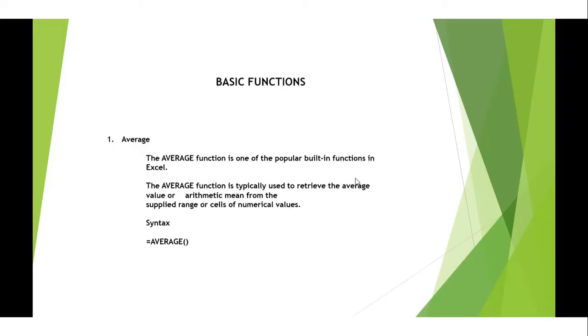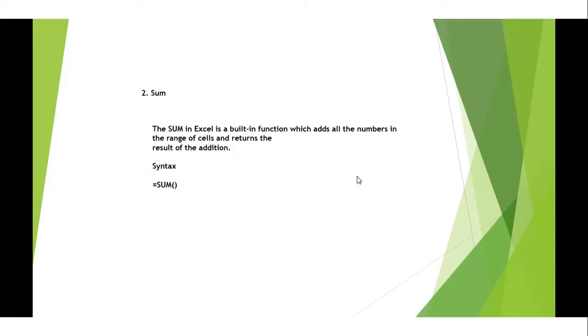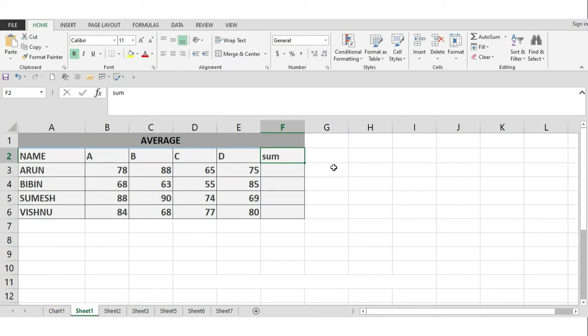Next we are going to see the sum function in Excel. Sum is a built-in function which adds all the numbers in a range of cells and returns the result of the addition. The syntax is equal to sum, open and close bracket. Find the total sum of Arun.